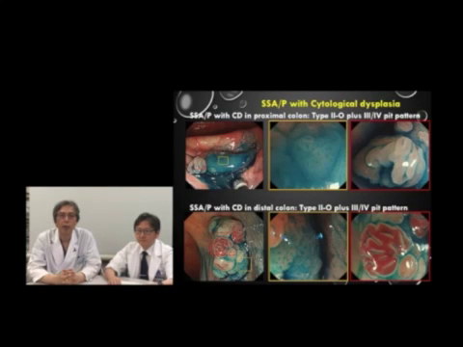These are SSAP with cytological dysplasia. SSAP area shows type 2O pit pattern, and dysplastic area shows adenomatous pit pattern, such as type 3 or type 4. The most important finding in our study is the type 2O plus adenomatous pit pattern is a character of SSAP with cytological dysplasia, not only in proximal colon but also in distal colon. Next, we'd like to show a movie. Dr. Tanaka, please.